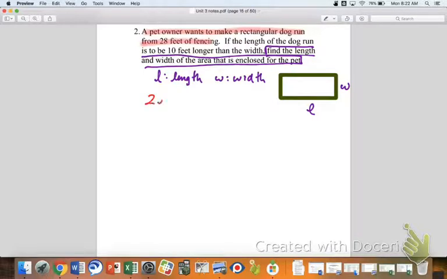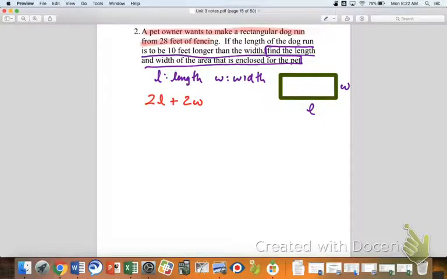I'm going to say 2 times the length, because aren't there 2 lengths? Yeah. And 2 times the width, because aren't there 2 widths? This is how I'm going to make this dog run. In order to use up all the fence, what would I have to do with the 2L and the 2W? Would I add, subtract, multiply, or divide? Add, right? Because we're adding up all the fencing that we're using.